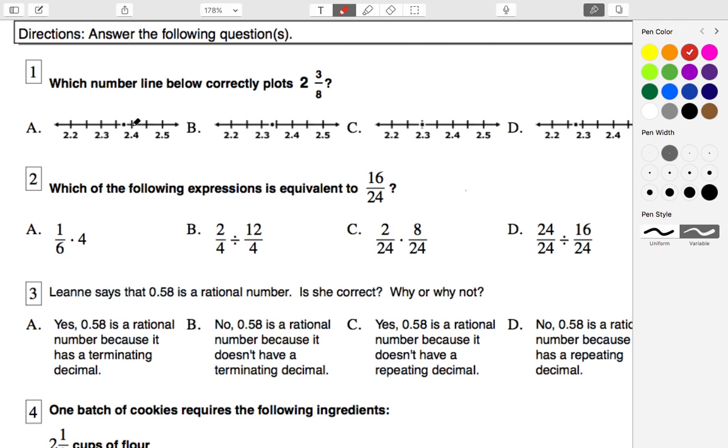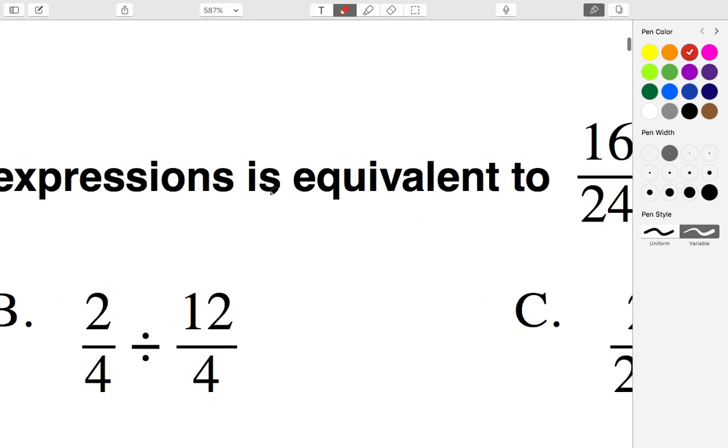Okay, so looking at number 1, you're just trying to find which number line below correctly plots 2 and 3/8. So we only have the option between 2.2 and 2.5. The problem is that we have fractions there and these have decimals. So what we want to do is take this 3/8 and change it. So I'm going to zoom in.